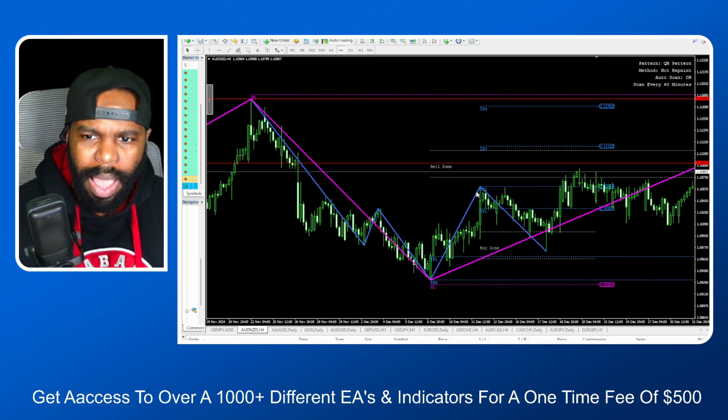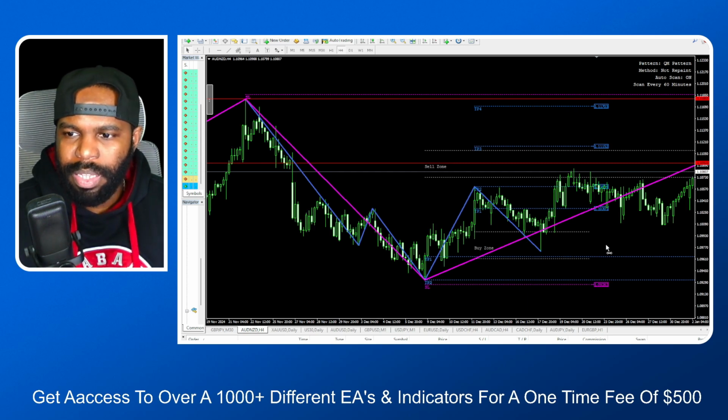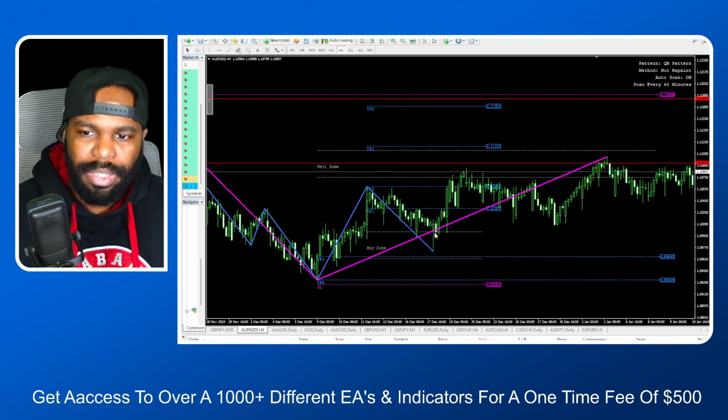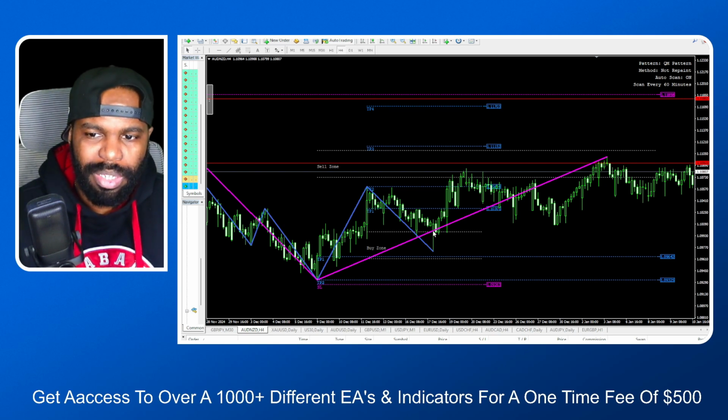Once we create a high above the point B, which is going to be the change of character, now we wait for price to make a pullback into the buy zone, and then right here is the buy zone. Price came wick down into the buy zone. This is another candlestick pattern right here. This is a daily rejection candle here.